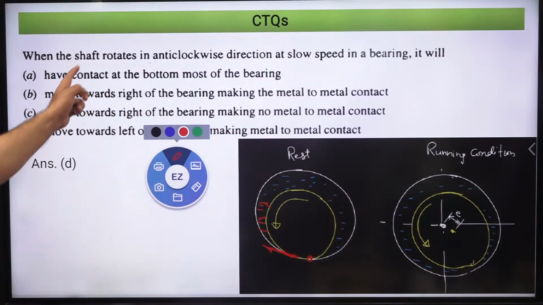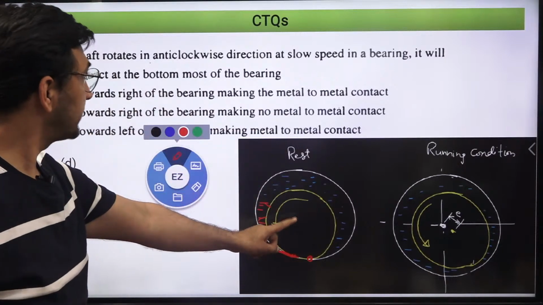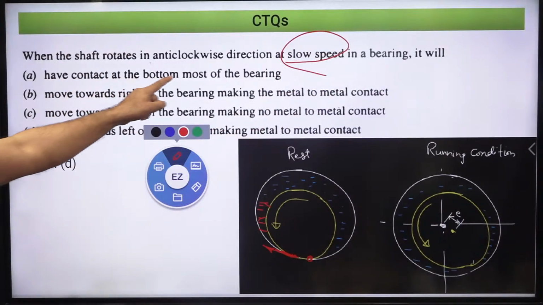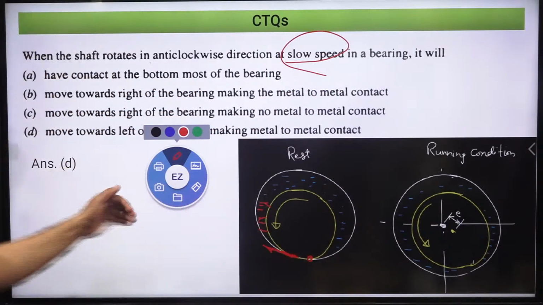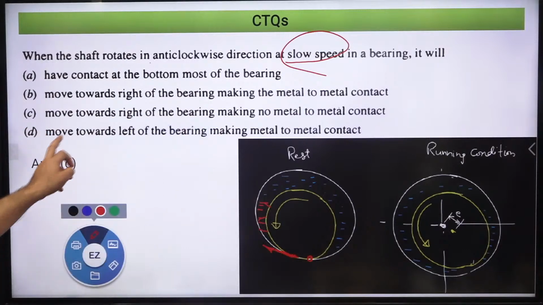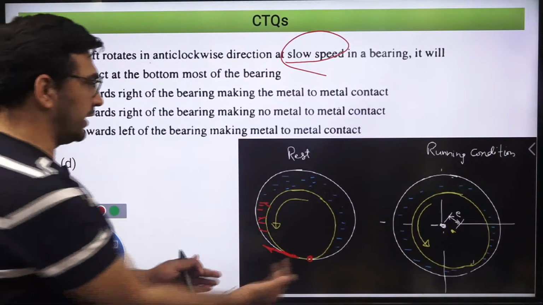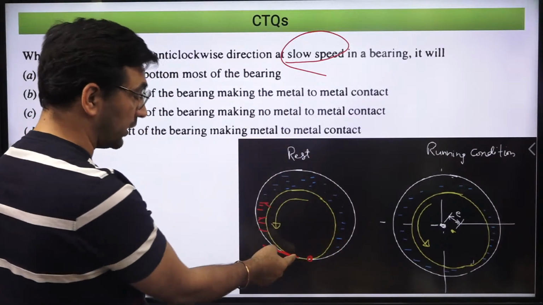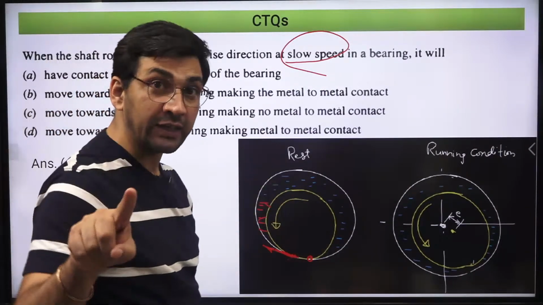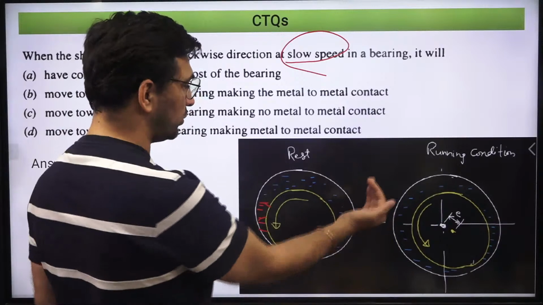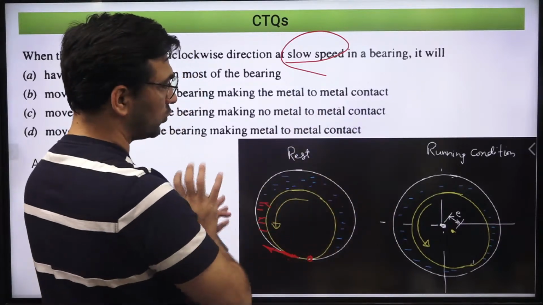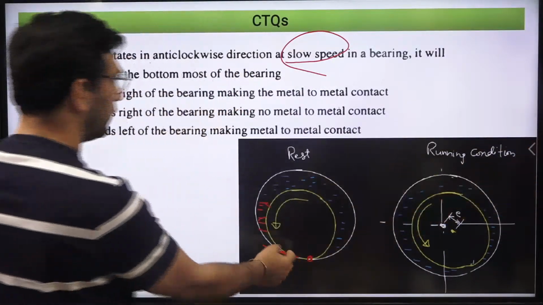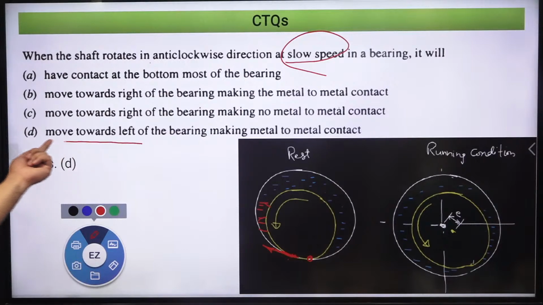Over here, he's saying the shaft is rotating in anti-clockwise direction at slow speed. In the bearing, it will have contact at the bottom most of the bearing. Obviously not at the bottom most, because it will move in one direction. So D is the option, that is, move towards the left. Obviously anti-clockwise rotation, so it will move towards the left initially because of friction. But had this question been about the running condition, you have to see the rotation, pressure will develop over here, and in full running condition it will move to the other direction, so to the right. But over here, it will move to the left. So this is going to be the correct answer.